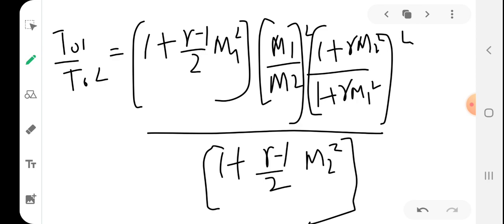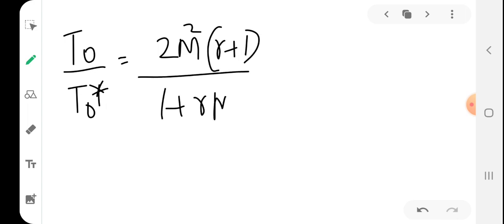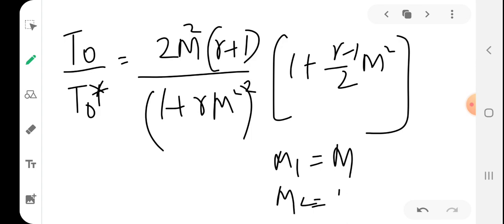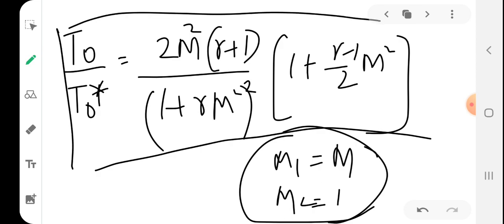Now if you have to convert this ratio based on the critical section, you can write T0 by T0 star, putting M2 as 1 and simplifying, as 2 M square into gamma plus 1 by 1 plus gamma M square whole square into 1 plus gamma minus 1 by 2 M square. What I have done is M1 is taken as M and M2 is taken as 1, and if you simplify you will get this equation. Don't worry, all these equations will be available in your data.